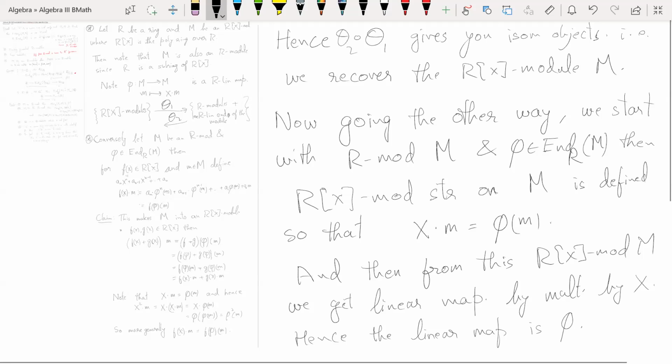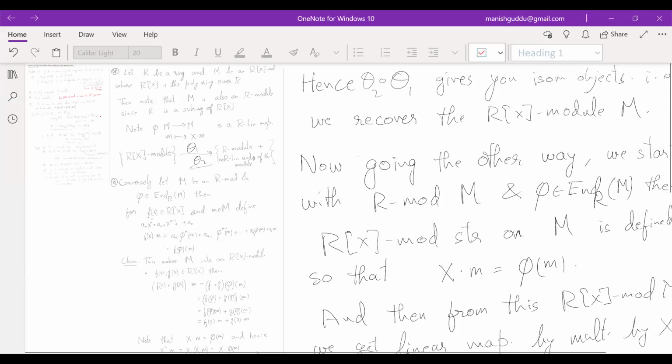So is this clear? This is a reversible process. Any questions? Maybe I belabored it. I said a little too much, or too little, but I hope it is clear. So the two notions are the same: an R[x]-module, and an R-module together with a linear map. These two concepts are the same. Is that okay?